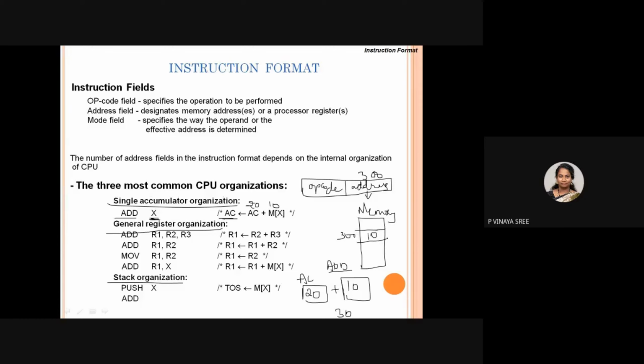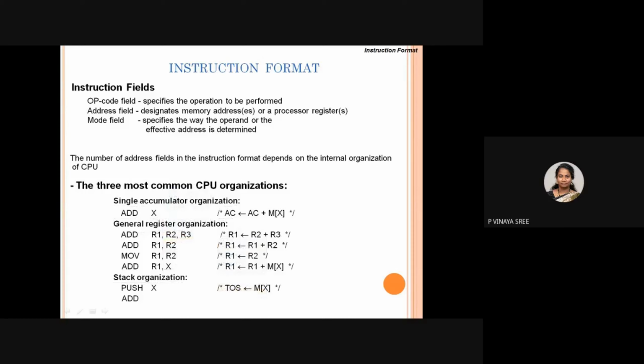Now let me go for the general purpose organization. While explaining CPU registers, I said that registers will be of two types. What are those? Can anyone say? Registers will be classified into two. One is general and the other one is special, ma'am. Yes, good. One is general purpose registers, and the other one is special purpose registers.